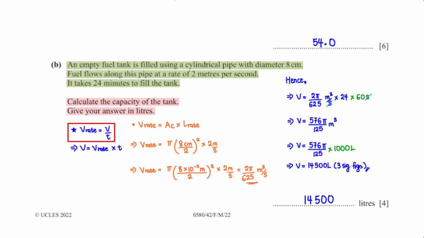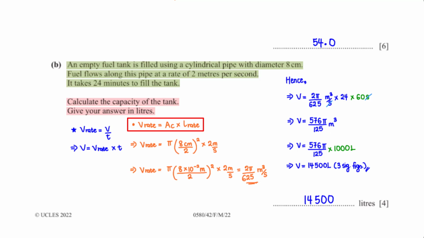Here is the formula for the volume flow rate. In this case, we are interested in finding the capacity or the volume, so that will be equal to the volume flow rate times t. We've already been given the time t as 24 minutes. So what we need to find is the volume flow rate.